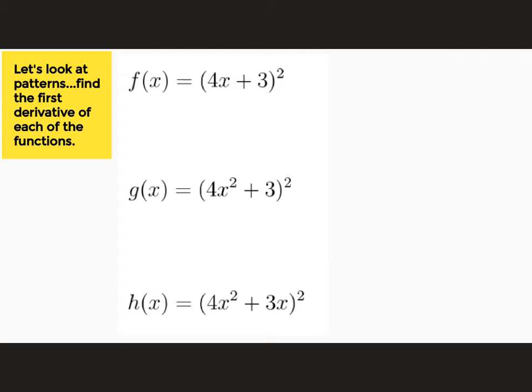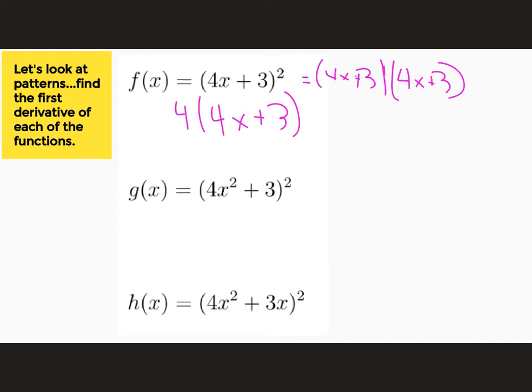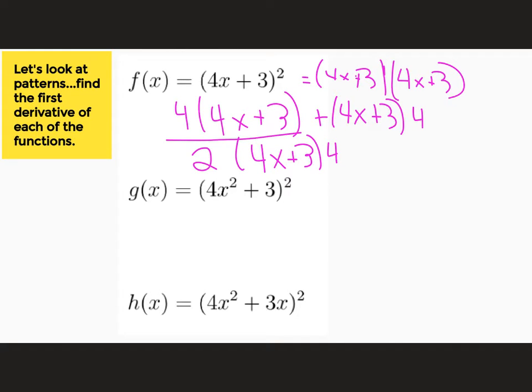Okay, so I'm going to do it. It's 4x plus 3 times 4x plus 3. So that's going to be 4 times 4x plus 3, and then 4x plus 3 times 4. So that's going to be 4 times 4x plus 3 plus 4 times 4x plus 3. Well, 4x plus 3 times 4. So I'm going to say that's 2 4x plus 3 times 4's. Because there's a 4x plus 3 times 4 here and a 4x plus 3 times 4 there, so I have 2 of them.